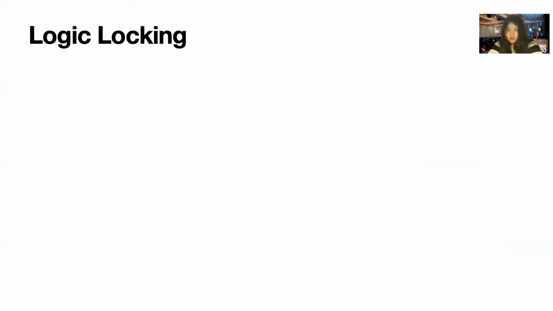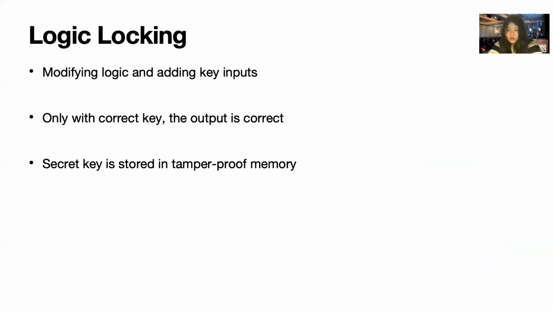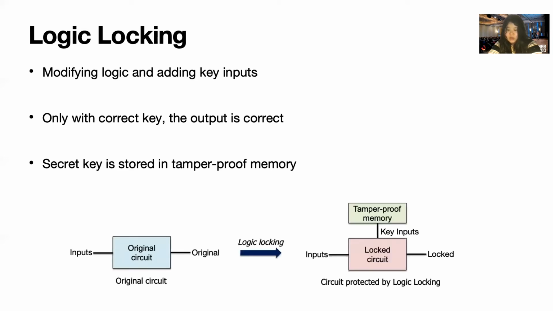Moving on, let me explain what logic locking is. Logic locking is an IP protection technique which modifies the functionality of the circuit by changing the logic controlled by key input. Only with the correct key value does the locked circuit function correctly. Conversely, with an incorrect key, the locked circuit functions incorrectly. The secret key is stored in the tamper-proof memory, and our threat model assumes that the attacker has no access to this tamper-proof memory. The process of logic locking is shown as follows. Starting from an original circuit, after logic locking, we construct the locked circuit in the end.